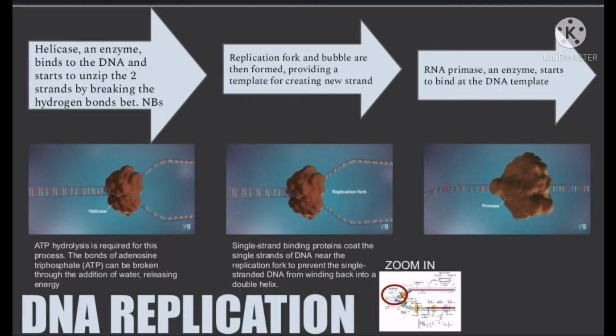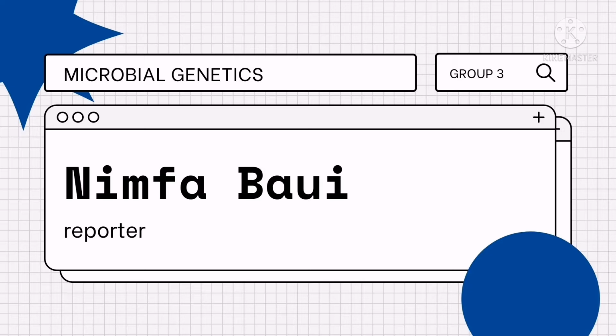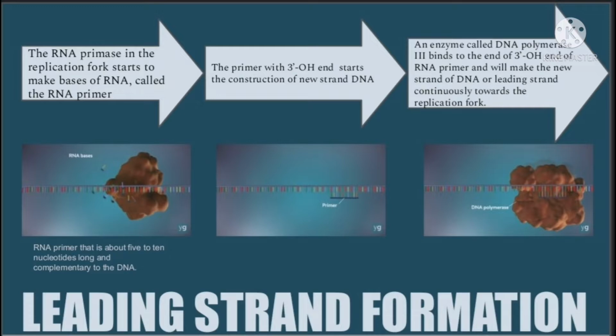The enzyme called RNA primase makes a short strand of RNA primer that is complementary to the template DNA strand. RNA primase also starts to bind at the DNA template. Next, leading strand formation. In leading strand formation, the RNA primase at the replication fork starts to make bases of RNA called the RNA primer. An RNA primer is about 5 to 10 nucleotides long, complementary to the DNA.